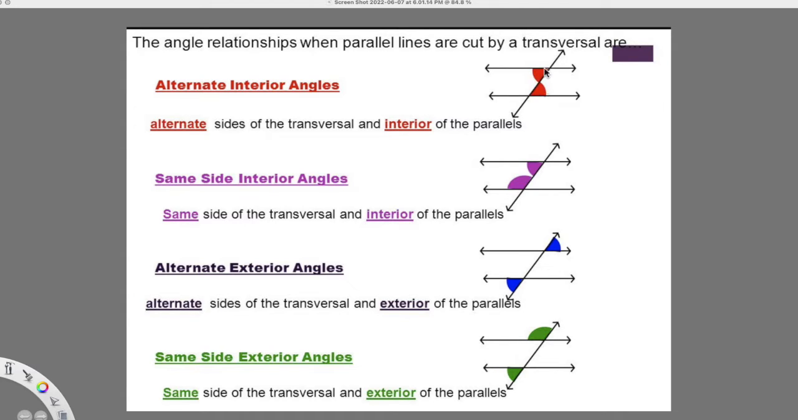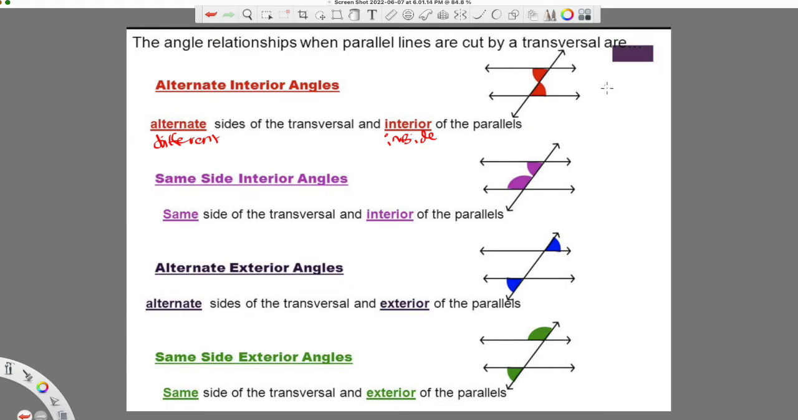So it's on alternate sides, which alternate means different. Different sides of the transversal and interior of the parallels. So it's inside the parallels. And the relationship, so I'll have you write relationship. I should have given us more room there, right? Relationship, which just means, when I have these patterns, what happens?